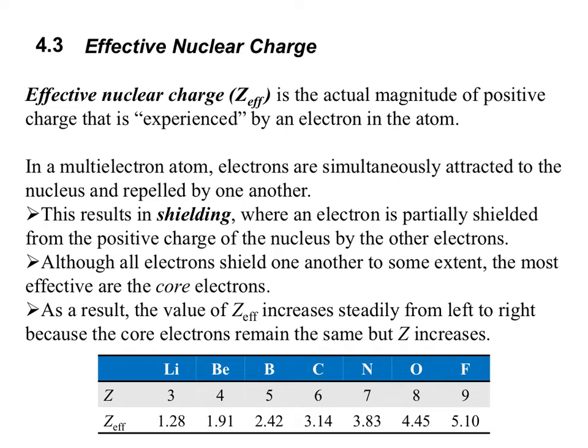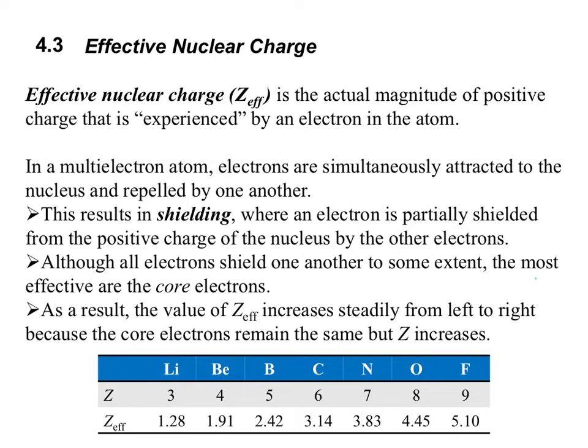As a result, the value of Zeff increases steadily from left to right because the core electrons remain the same, but Z increases. So on the bottom table, we have Z, which is the nuclear charge, the number of protons. Lithium has 3 protons, beryllium 4, so on and so forth. Fluorine has 9. We'll notice that the effective nuclear charge, though, for lithium is only 1.28 because it has 2 of those electrons in the core repelling the outermost valence electron and also shielding it from that positive charge.